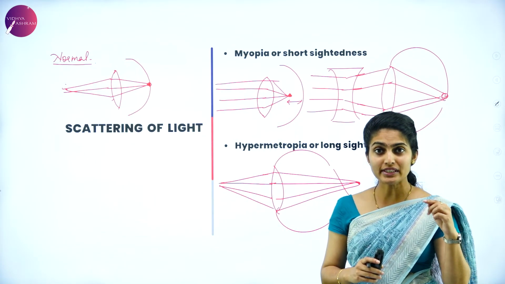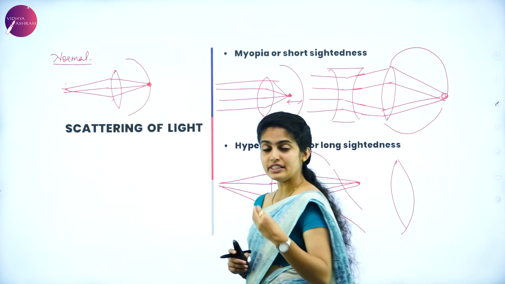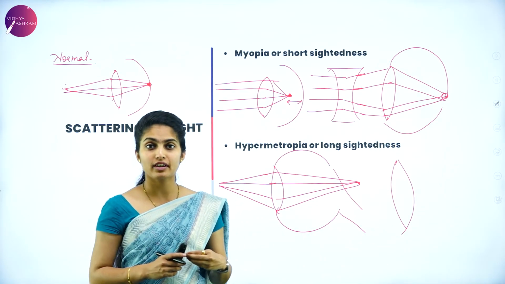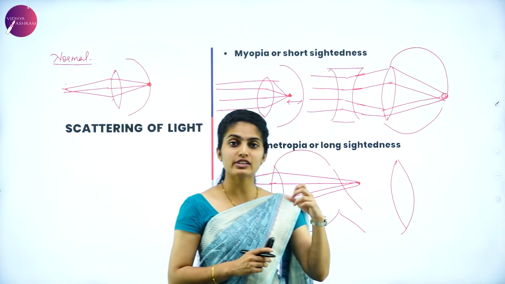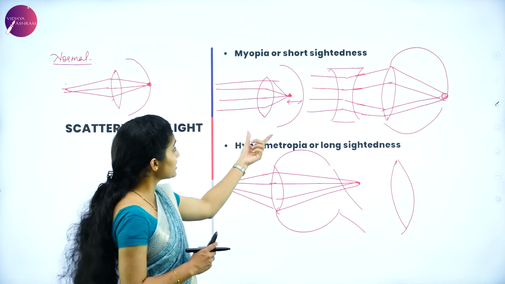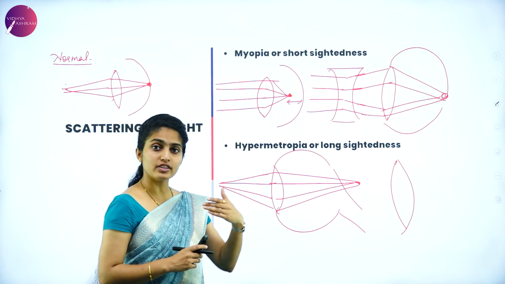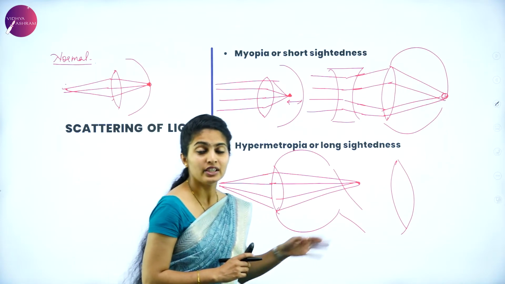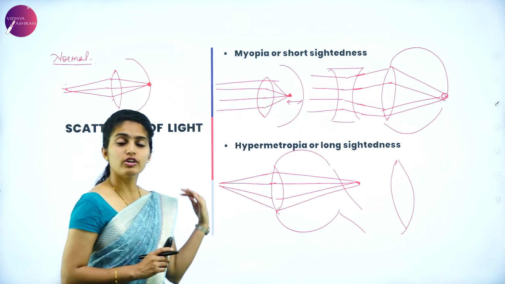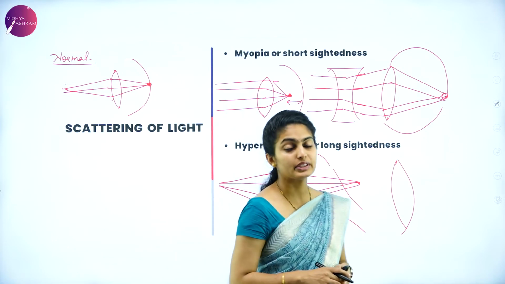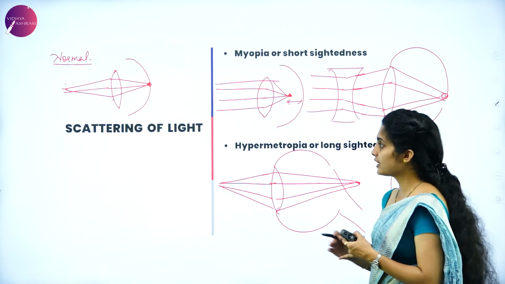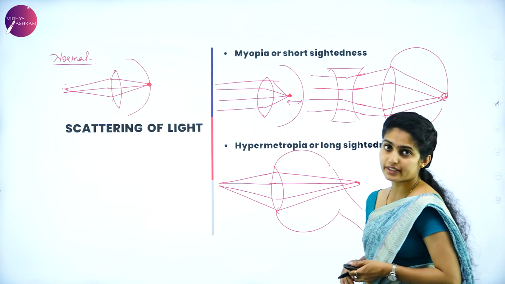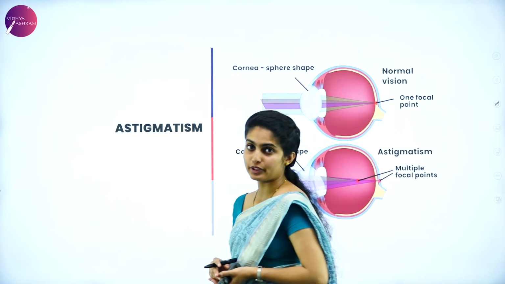So myopia means the light rays which are visible come and fall before the retina, and hypermetropia, it falls after the retina. But in this case, short-sighted means the nearer distance objects are clearly visible. Hypermetropia means the longer distance objects are clearly visible. That is all about short-sightedness as well as long-sightedness, that is myopia and hypermetropia.